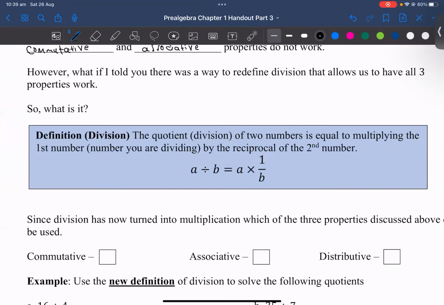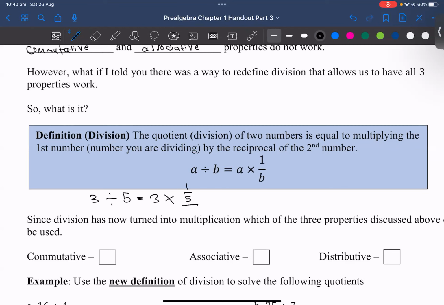So for example, 3 divided by 5 is equal to, using the new definition, what would that be? 3 times what? What's the reciprocal of 5? 1/5. That's the answer. So this is the new definition.